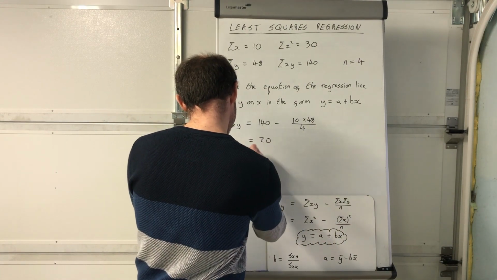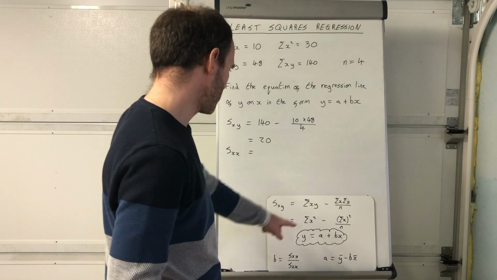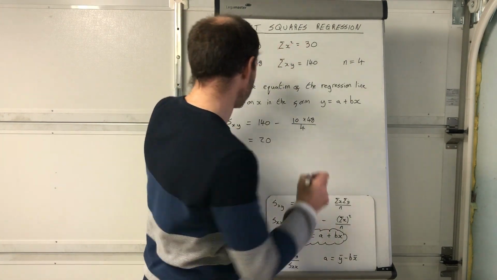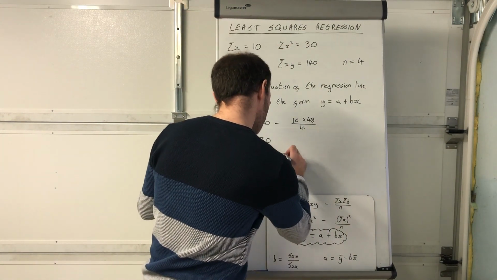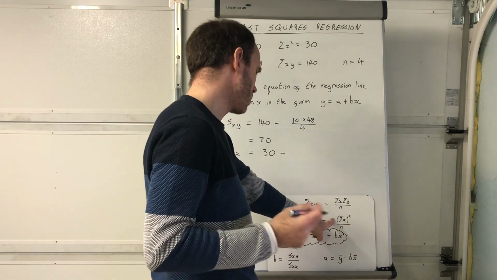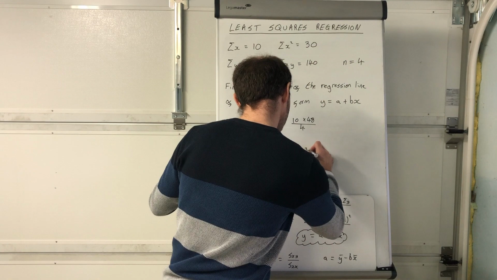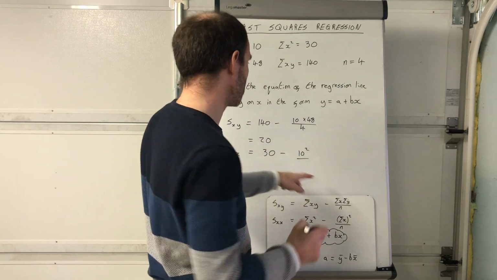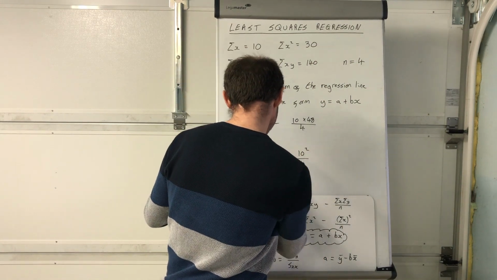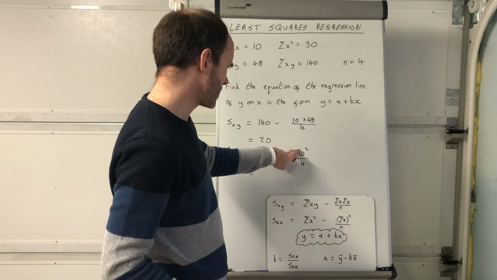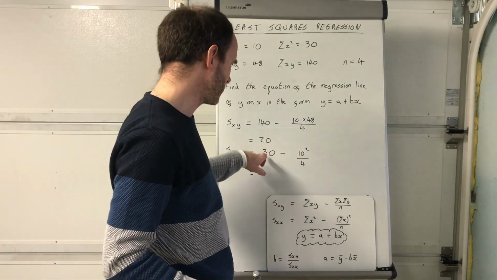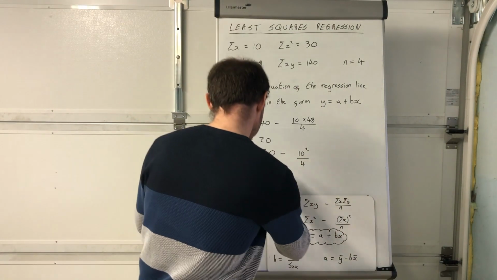And then Sxx, and we'll see what that is. So sigma x squared is 30. Subtract sigma x all squared, which is 10 squared, divided by n, which is 4. And we could probably do that one without a calculator as well, can't we? So 100 divided by 4 is 25, 30 subtract 25 is 5.